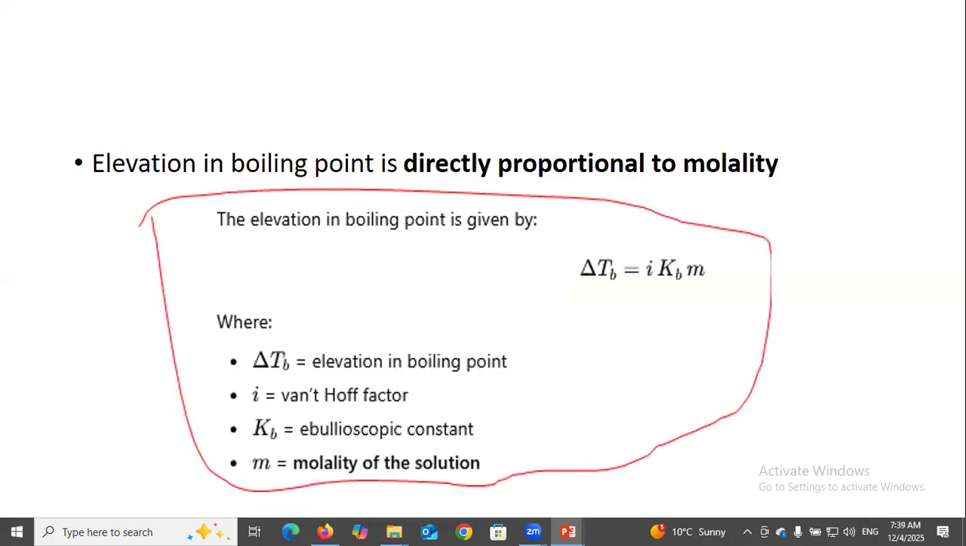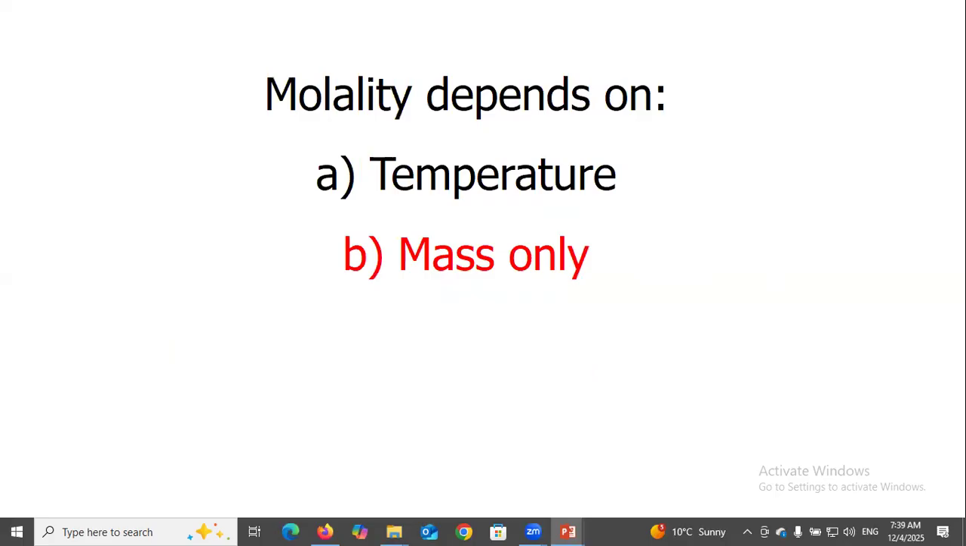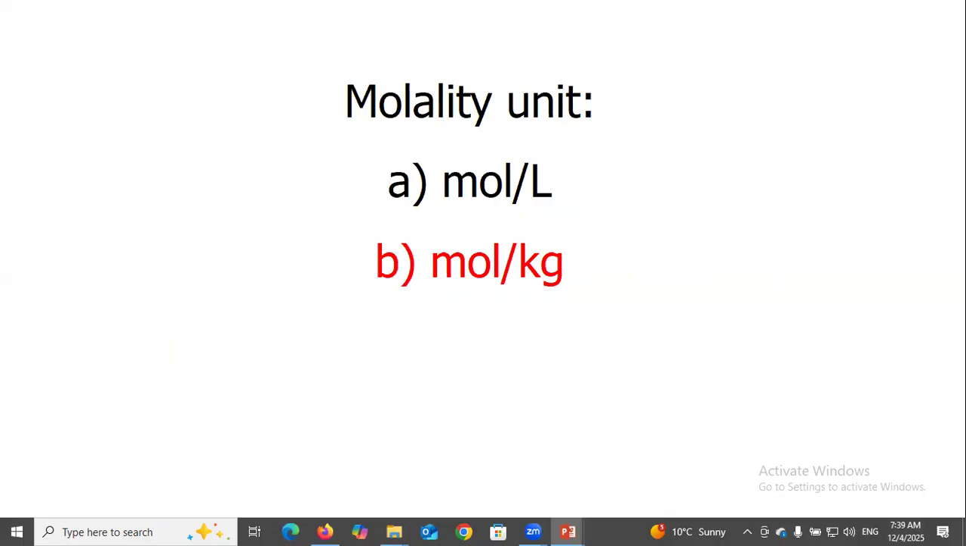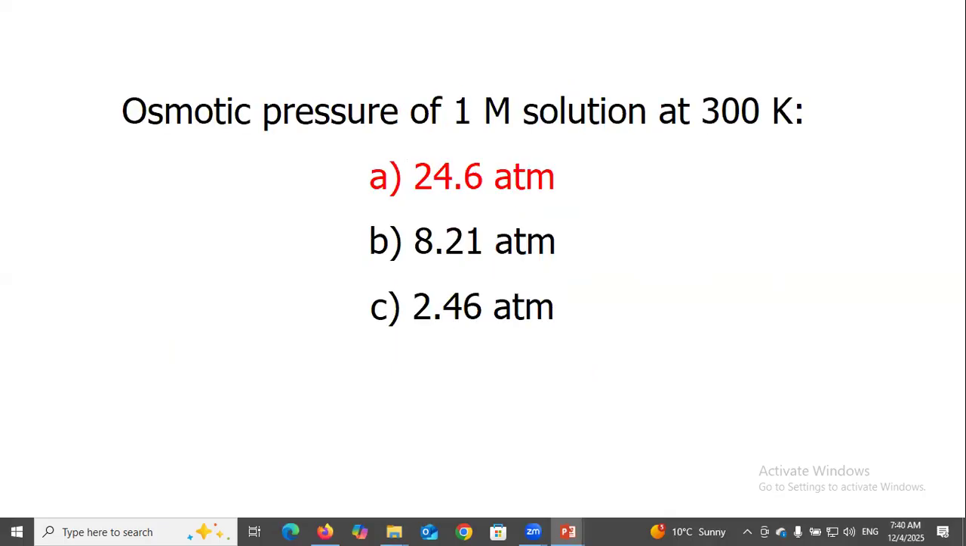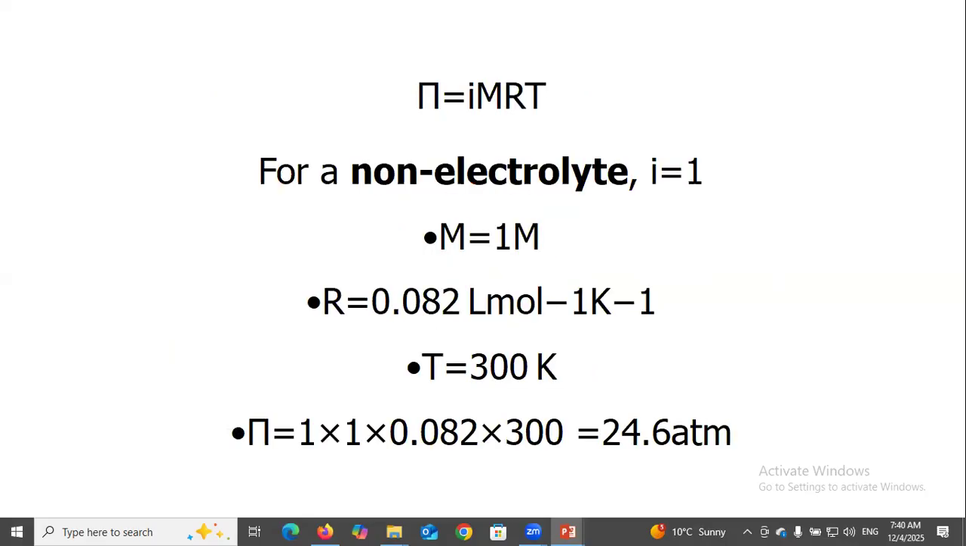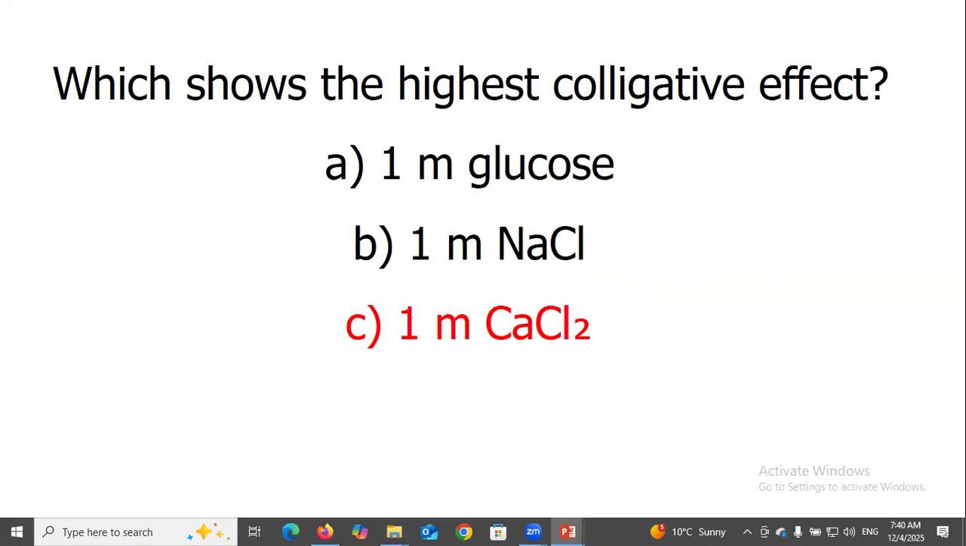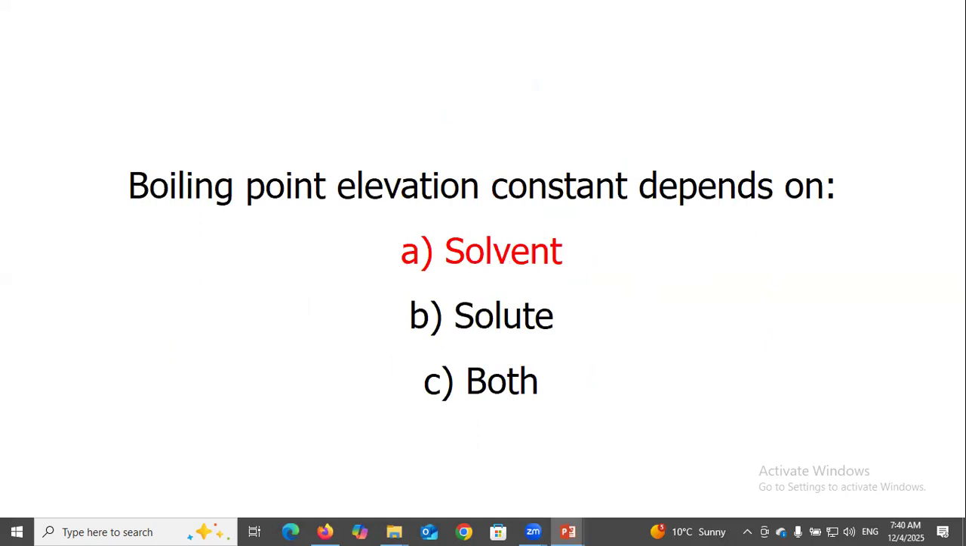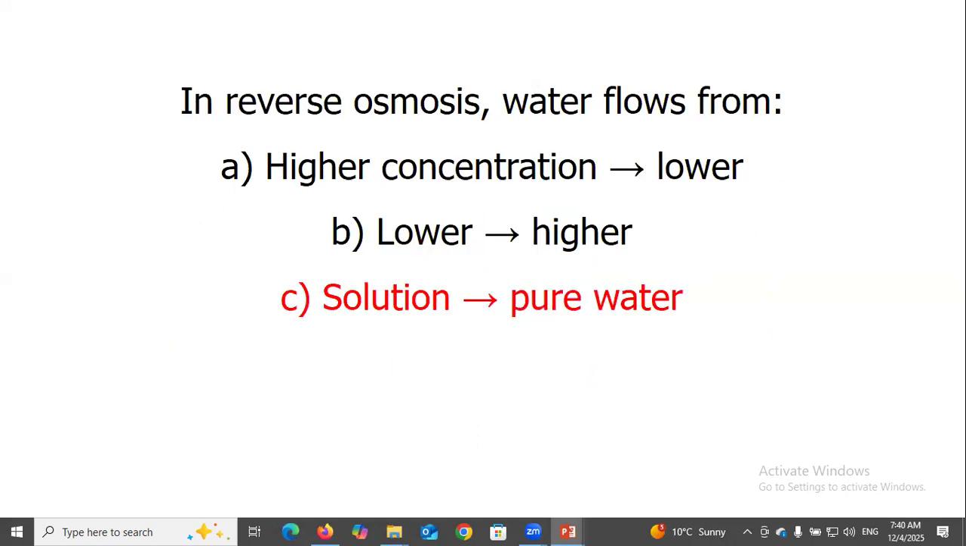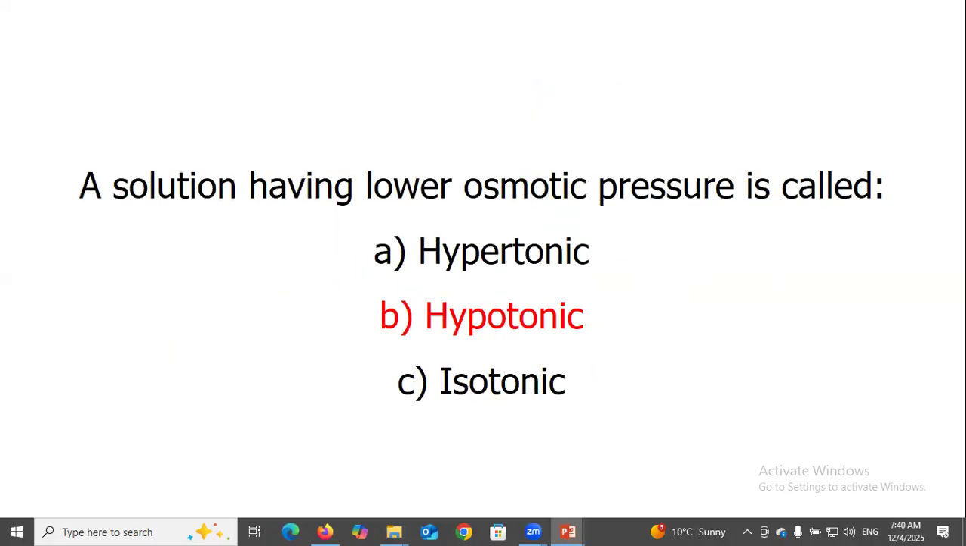Elevation in boiling point is directly proportional to molality. Molality depends on mass only. Molality unit is mole per kg. Osmotic pressure of 1 molar solution at 300 Kelvin is 24.6 atm. Which shows the highest colligative effect? Calcium chloride. The boiling point elevation constant depends on solvent. In reverse osmosis, water flows from solution to pure water.